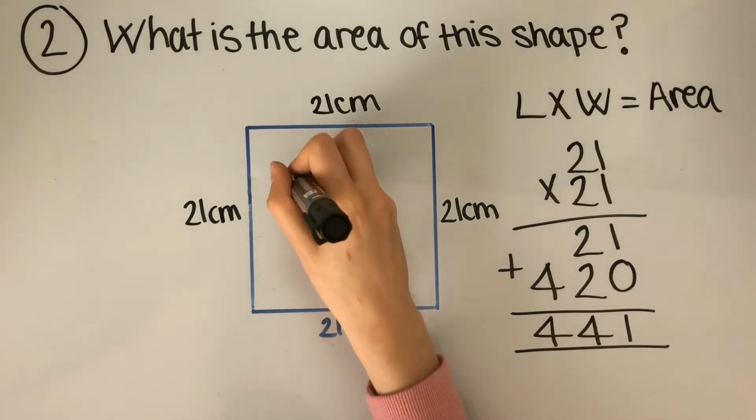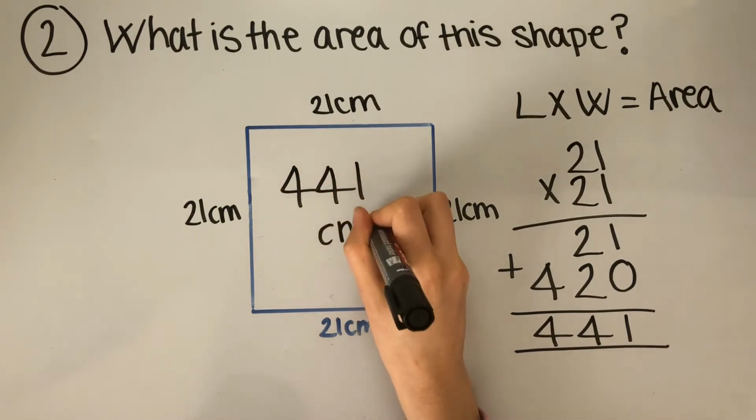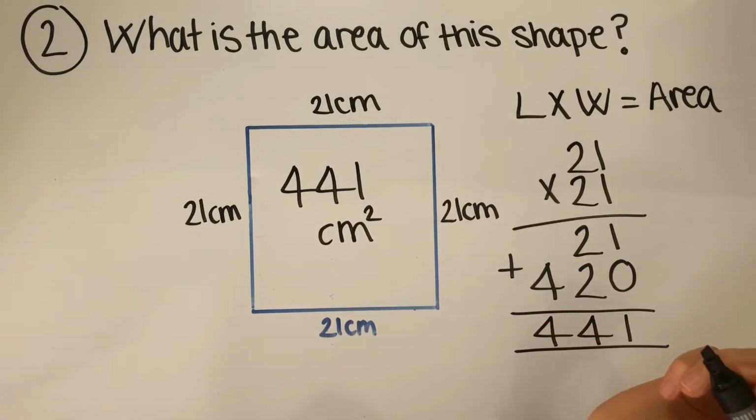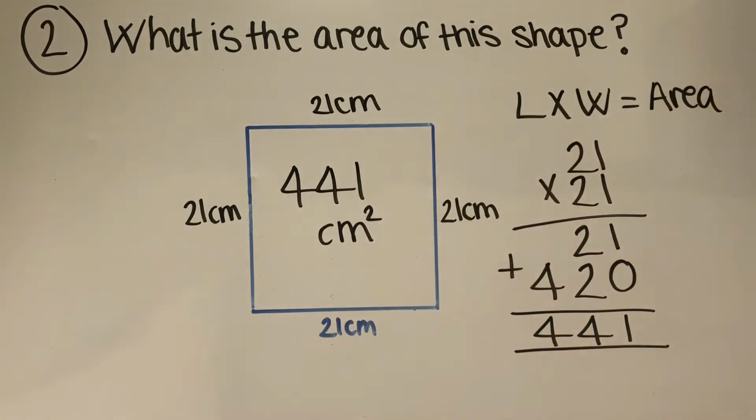Our answer for this question is 441 centimetres squared. When we're talking about area, it's centimetres squared. You need to remember to write that in, or your answer won't be correct.